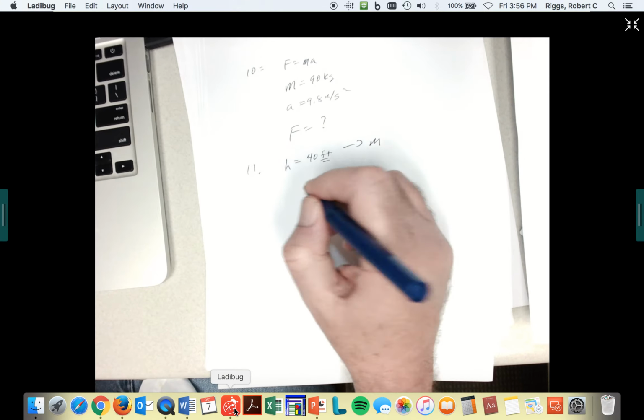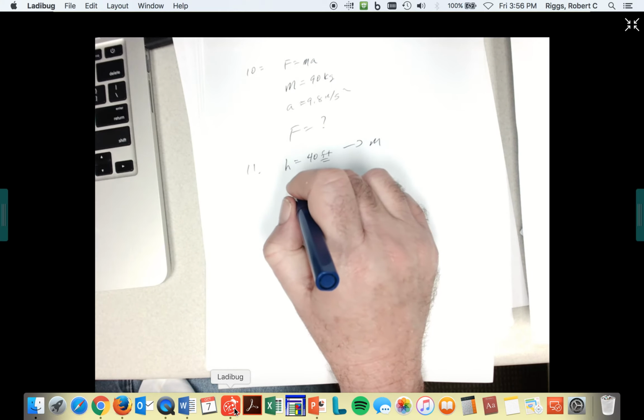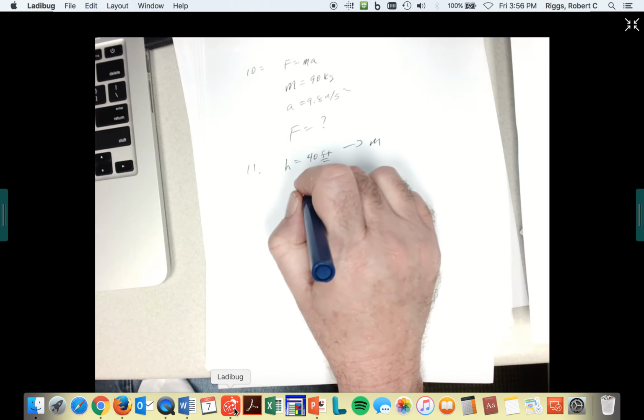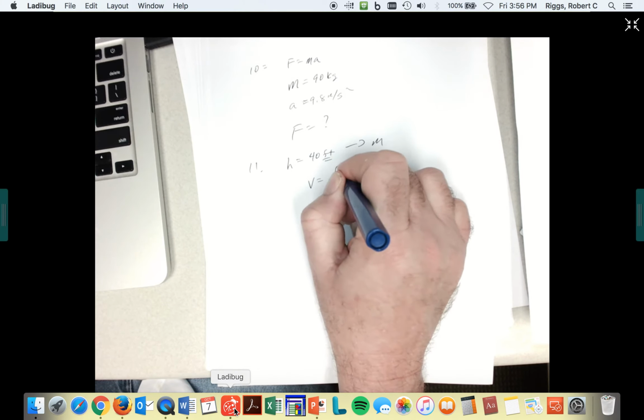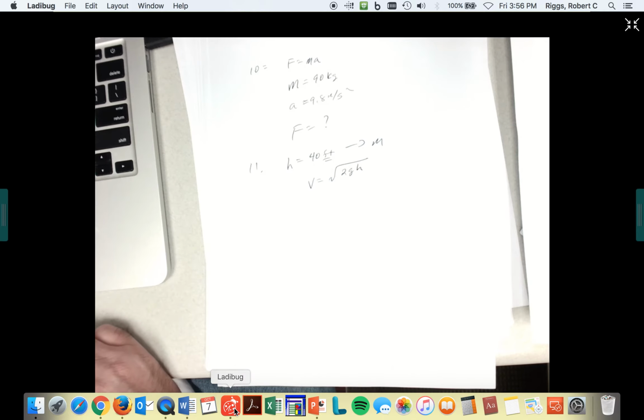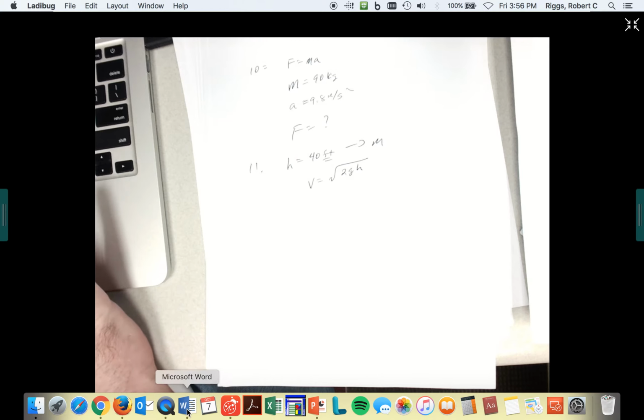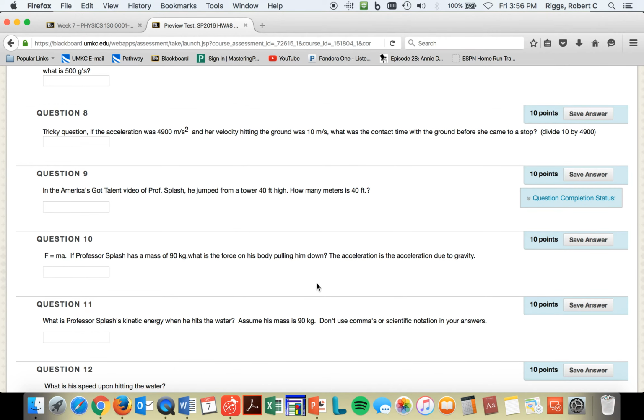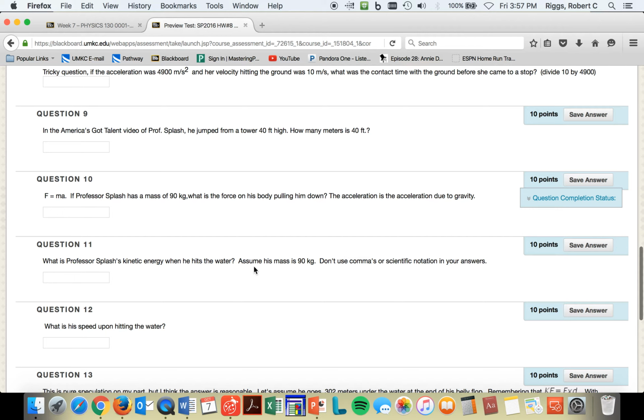And then you have the V is equal to the square root of 2GH. And we derived that. We did a fancy derivation of that on the first page of the notes there. So what's the next one? What is his speed upon it? Oh, what's his kinetic energy?